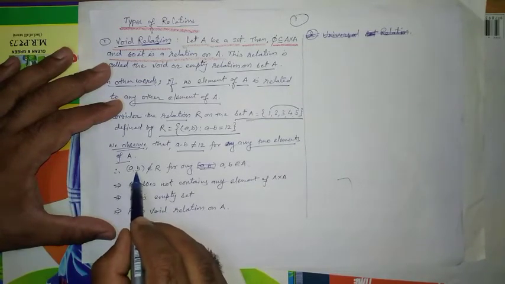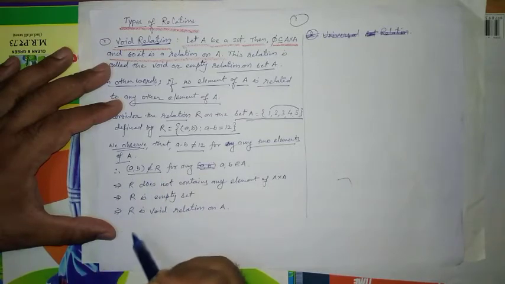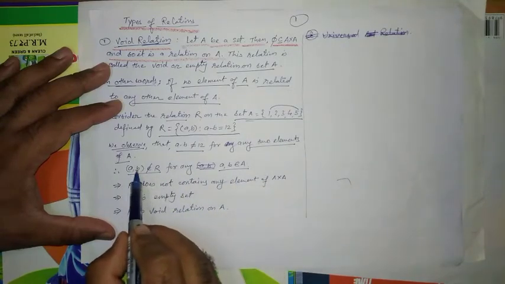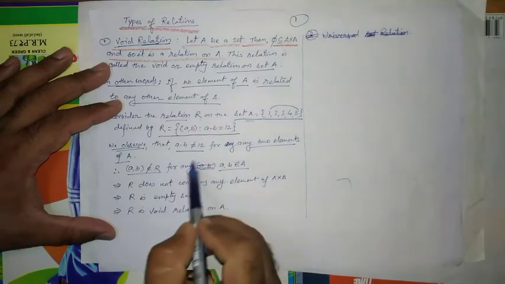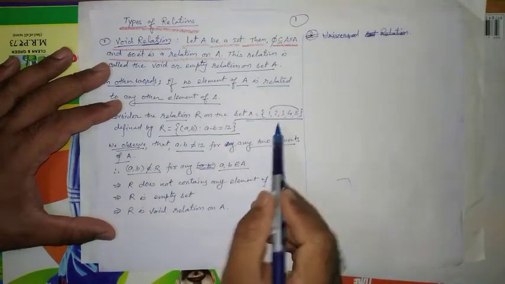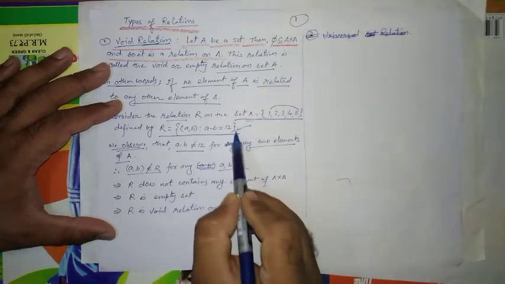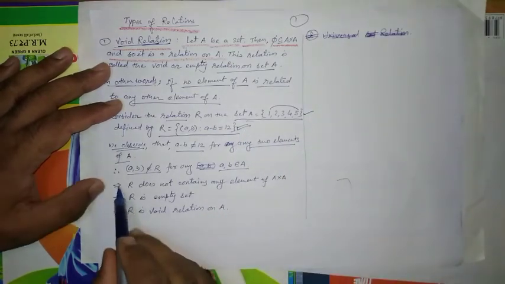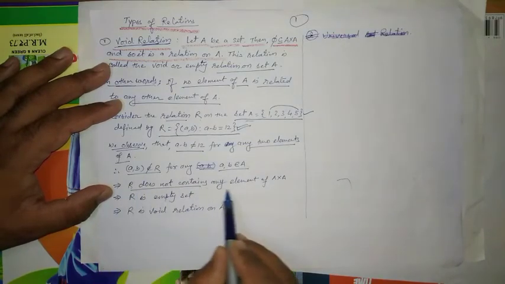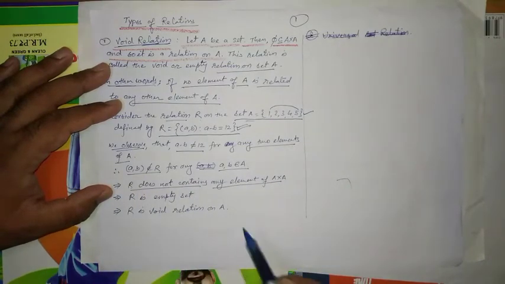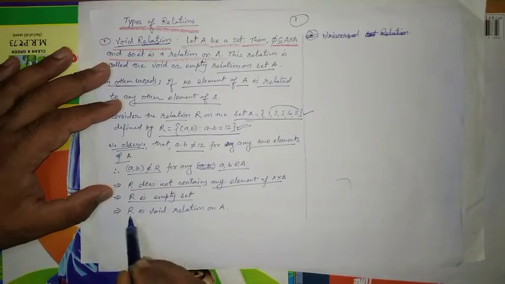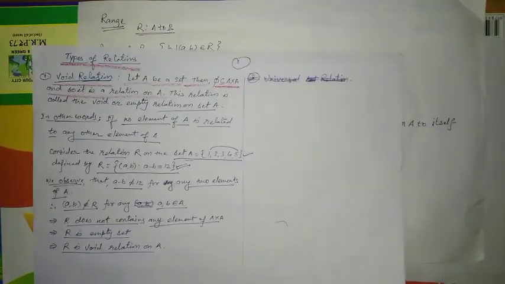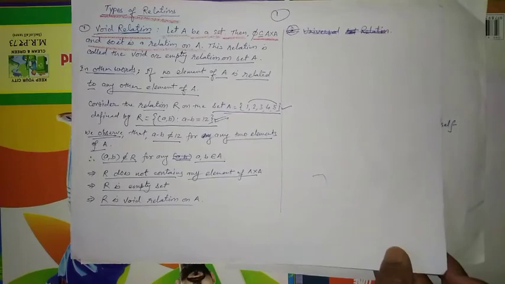Therefore (a, b) does not belong to R for any (a, b) belonging to A. That means whatever pair we take does not belong to this relation, whereas a and b belong to set A. So that implies R does not contain any elements of A cross A. That is very true, and therefore R is the empty set and R is a void relation on A. So this is a void relation. You can make a note of that.